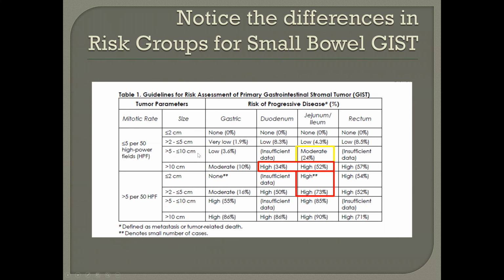Notice that for the same size and mitotic rate, here under 5 centimeters, we have very different categories of prognosis. These lesions of the duodenum and jejunum are all at very high risk of recurrence at really very high rates, with either large size or even small size with high mitotic rates.